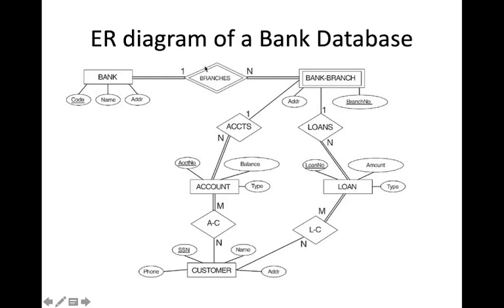This is another example, of a bank database. If you see, this bank is a strong entity and this is a weak entity, which participates in an identifying relationship. Then there is a relationship accounts like this. You can simply look at this example and explain it in your own words. Try to identify what this n means, why it is n here, why it is m and n here, and why it is 1 here. Check this example and try it yourself.